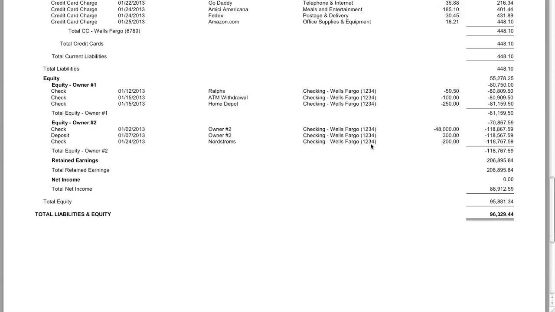But what about those expenses that owner number 2 paid for using their own cash or their own personal credit card? Well, if you pay for any business expenses using cash or using a personal account that we don't have access to, here's how to let us know.